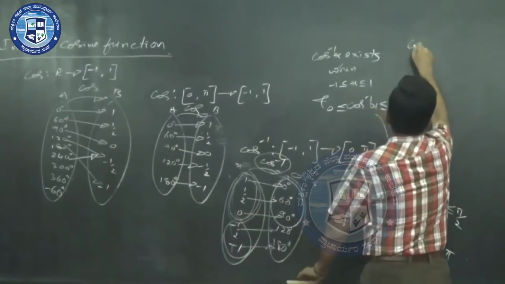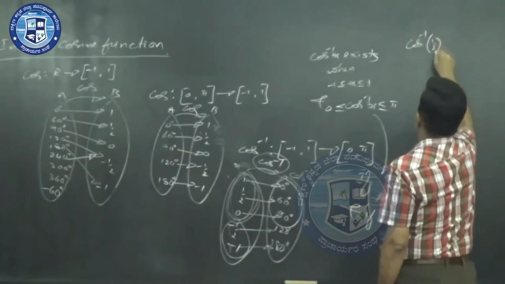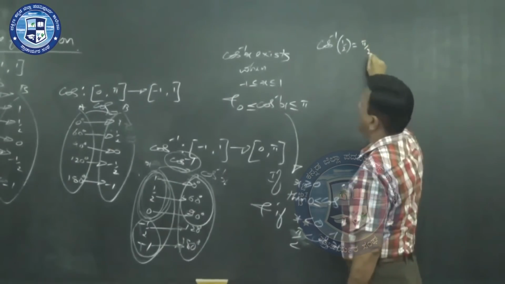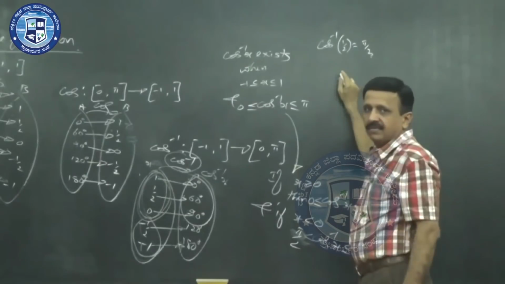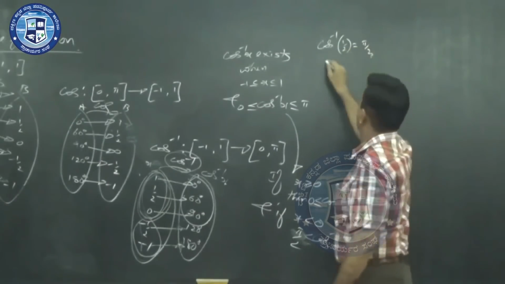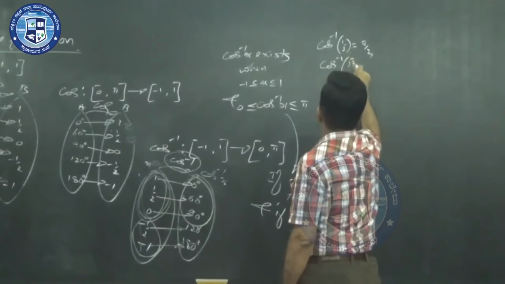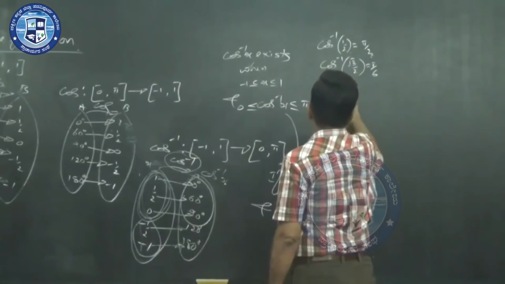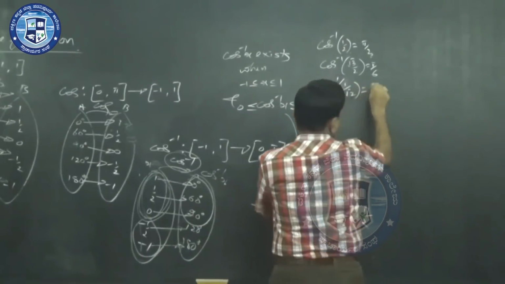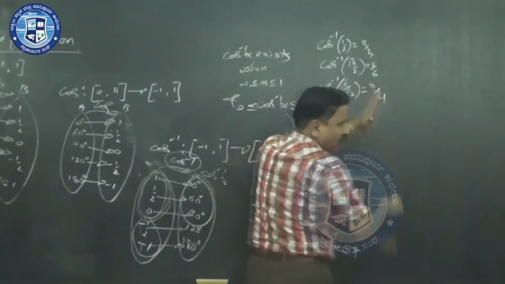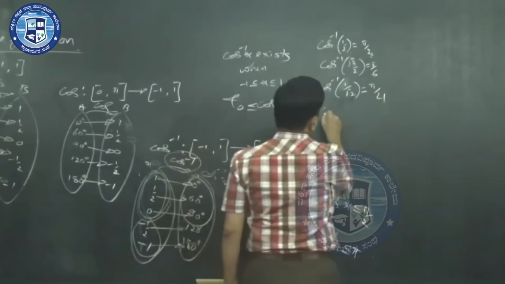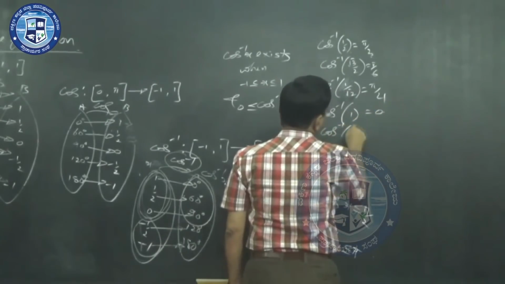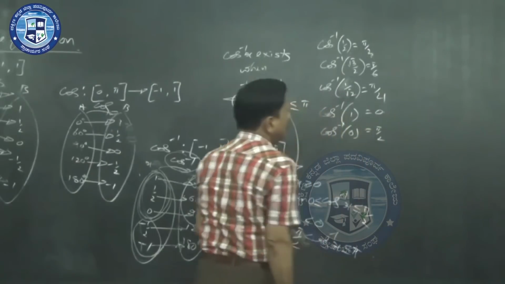What is cos inverse half? Cos inverse half is equal to pi by 3 because cos pi by 3 is half. Cos inverse positive, first quadrant. Cos inverse of root 3 by 2 is equal to pi by 6. Then cos inverse of 1 by root 2. Come on, how much is this? Pi by 4, because cos pi by 4 is 1 by root 2. Next, cos inverse of 1 is equal to 0 because cos 0 is 1. Cos inverse of 0 is equal to pi by 2 because cos pi by 2 is 0.